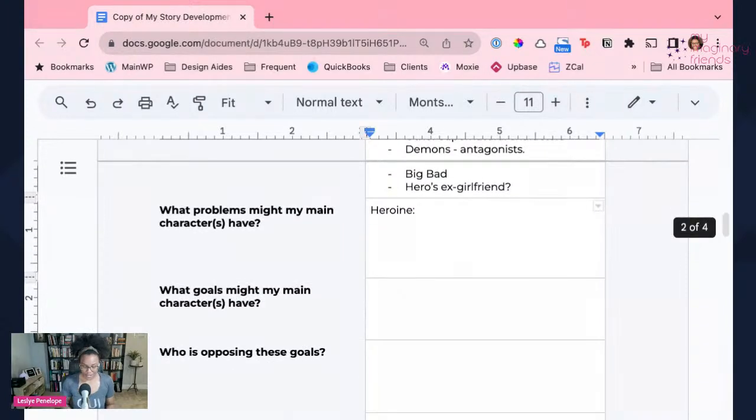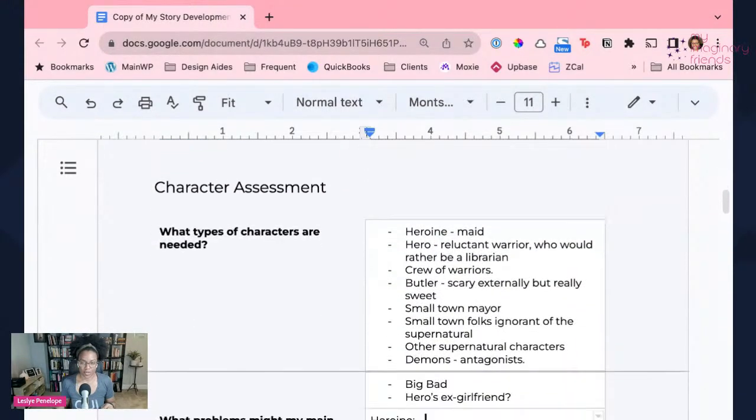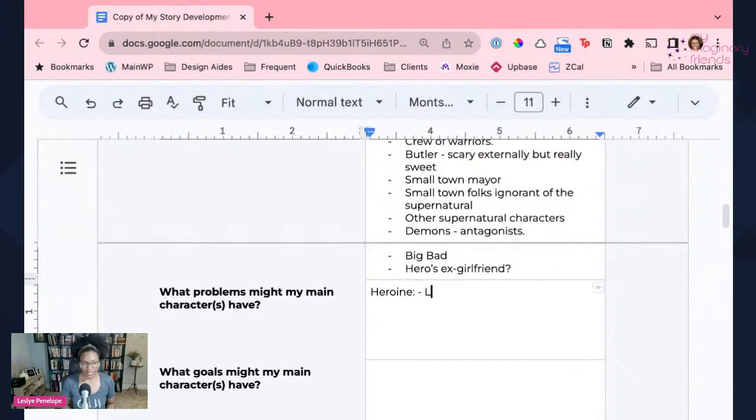All right, so problems for her. I think in my vision statement I mentioned the life of drudgery, right? Yeah, she's taken from her life of drudgery. So I want to have a little bit of a Cinderella-esque vibe, although she doesn't know that this is her prince yet. These are relatable things: she's lonely. I don't know if she's poor. Well, she's probably poor, or at least she's not rich. I don't know if she's actually impoverished, but maybe I will say economically disadvantaged. She is longing for a better life.